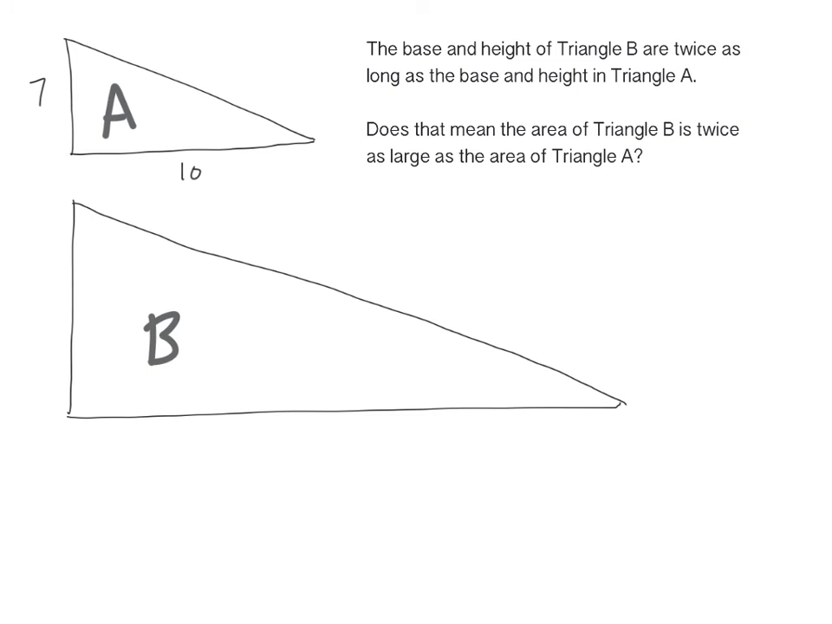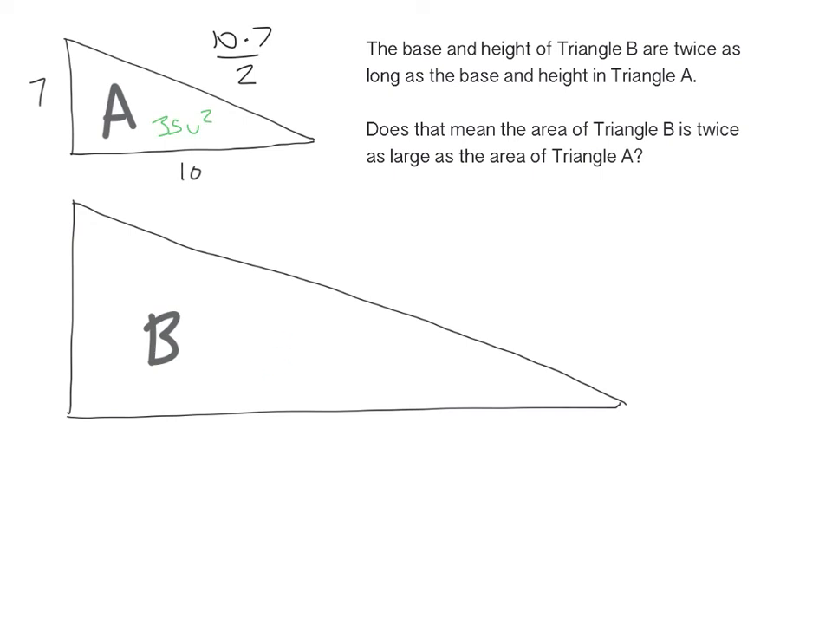Alright, so let's do this problem here real quick. The base and the height of triangle B are twice as long as the base and the height in triangle A. Does that mean that the area of triangle B is twice as large as the area of triangle A? Oh, I don't know. How do we find that out? Well, is the area twice as much? Well, I don't know. How do you find the area of A? Well, the area of A would be base times height, 10 times 7, right? Divided by 2. So that's 70 divided by 2. So in triangle A, that is 35 units squared, okay?